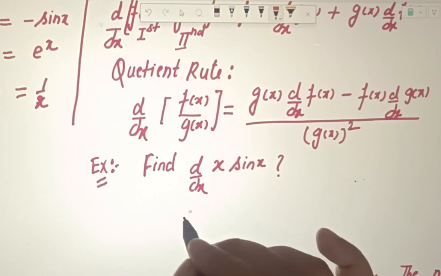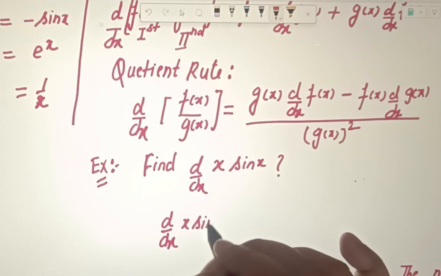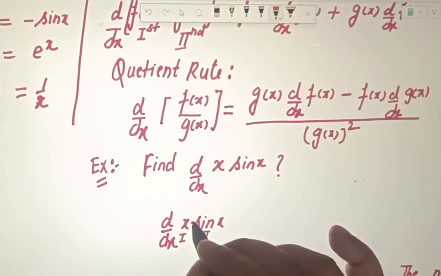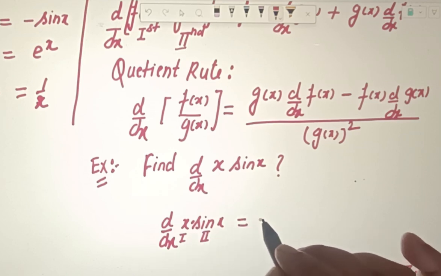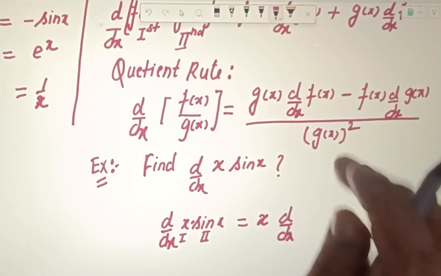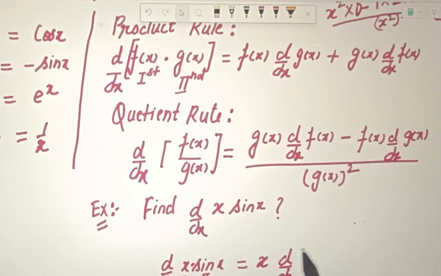here we write d by dx of x sin x, and obviously there are two functions. It is the first function and it is the second function, and these two functions are in product. So first we apply the product rule. What is the product rule? First function as it is, times the derivative of the second function, which means the derivative of sin x, and then the second function, sin x, as it is, times the derivative of the first function, which is x.